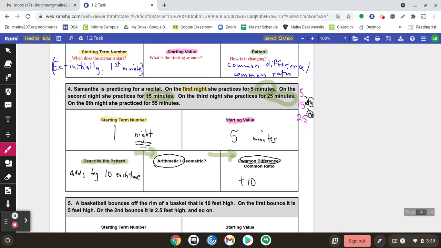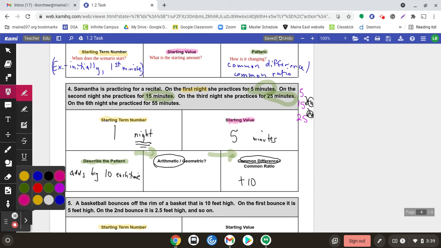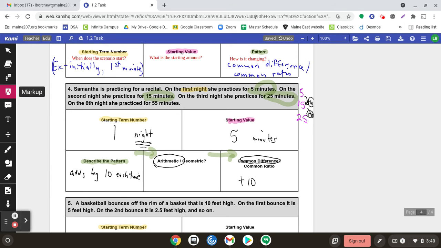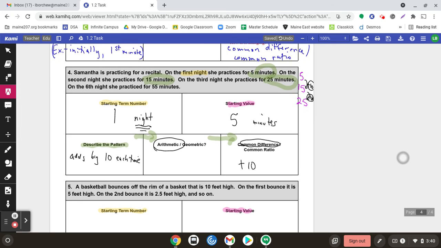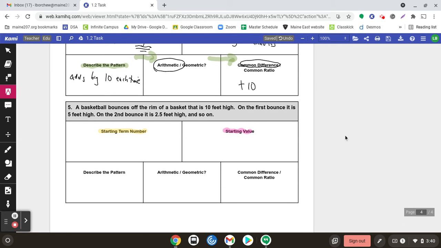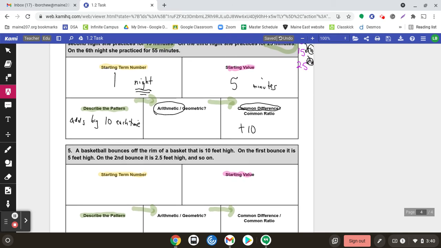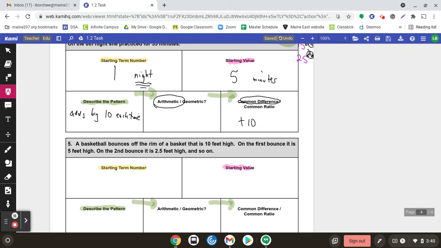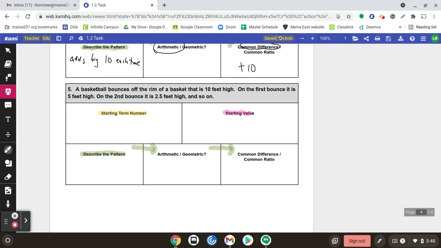Number 5, once again, I am going to have the starting term number in yellow, the starting value in pink. Oopsie. And it looks like my pattern is in green. And again, once you describe the pattern, you know if it's an arithmetic or geometric sequence, and you know if you have a common difference or common ratio. So what is my starting term number? Once again, it answers the question, when does the scenario start? So let's read what's happening in number 5.